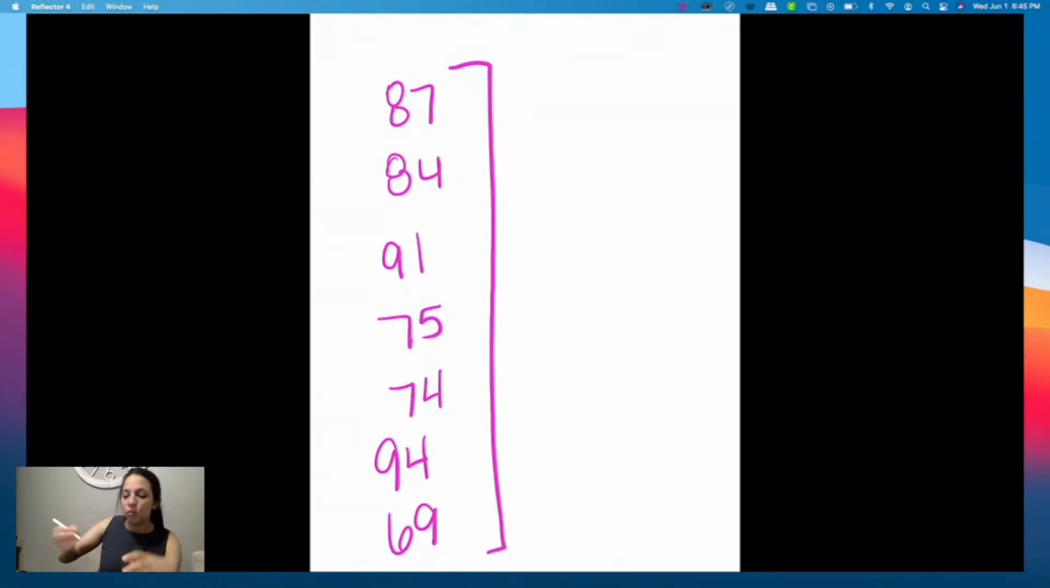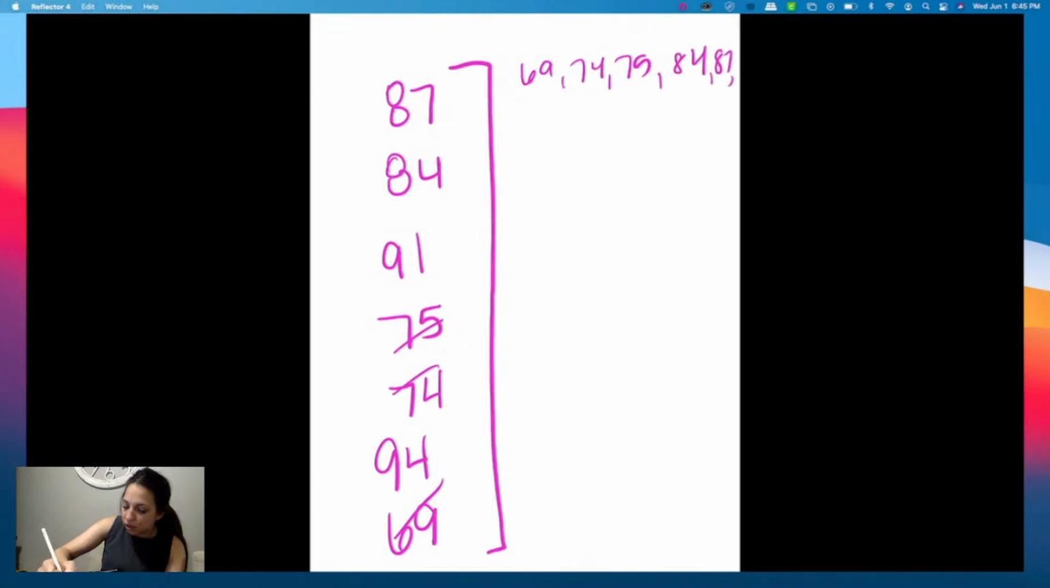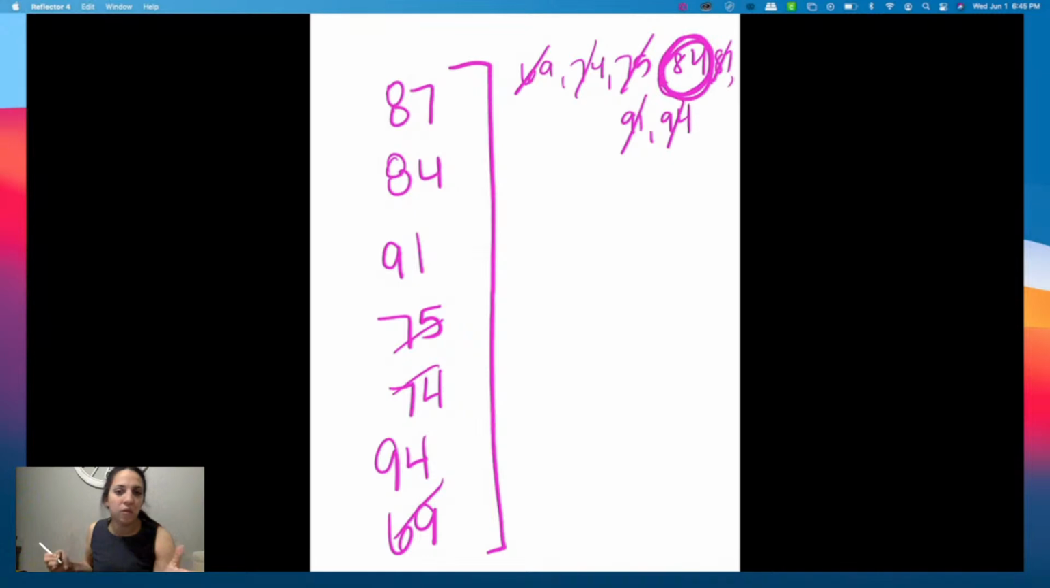To find the median, we would put them in order. So 69, 74, 75, 84, 87, 91, and 94. And then we would just cross numbers off to find that median. So 1, 1, 2, 2, 3, 3, and your median would be 84.